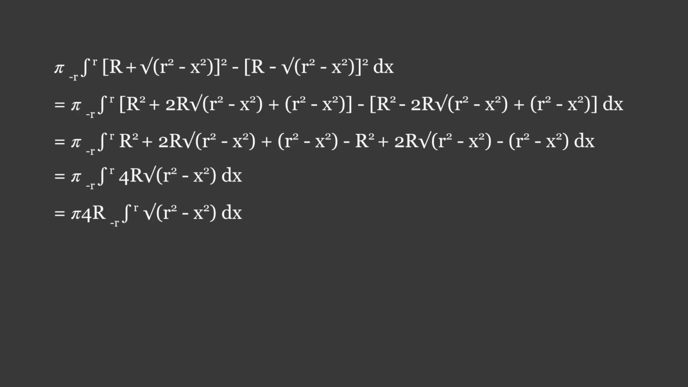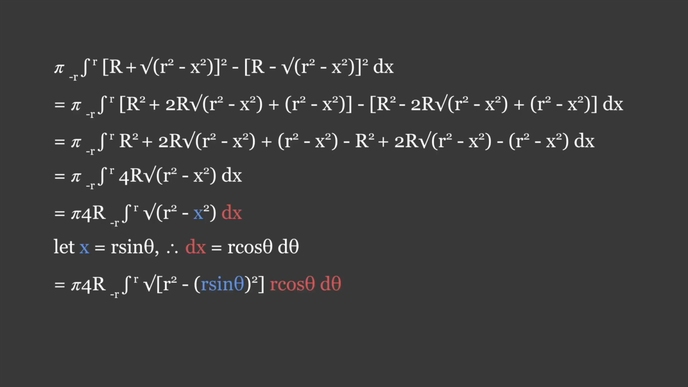To integrate further, we must make a substitution, so let x equals r sine theta. Therefore, the differential of x will be equal to r cosine theta d theta. We can now recognize where x and dx will substitute, and we can proceed. Later, we can come back to this equation, but first we need to alter our limits due to the substitution.